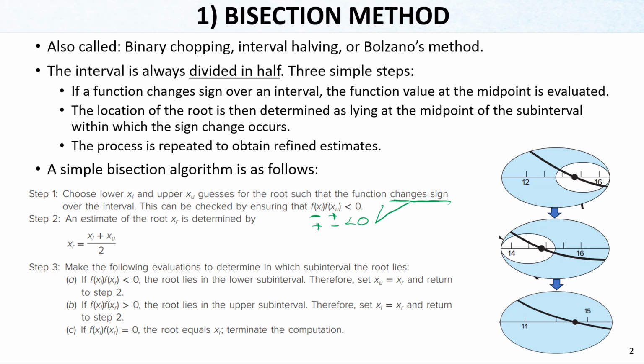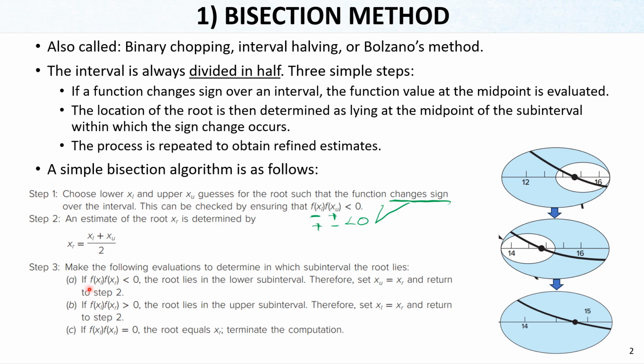Then we continue. What we do is we simply divide the summation of xl and xu by 2 to get the middle point. So the estimate, xr, will be the middle point like this. Then we will make the following evaluations to determine which subinterval the root lies in. So we will check the left side and right side to see if there is a sign change.